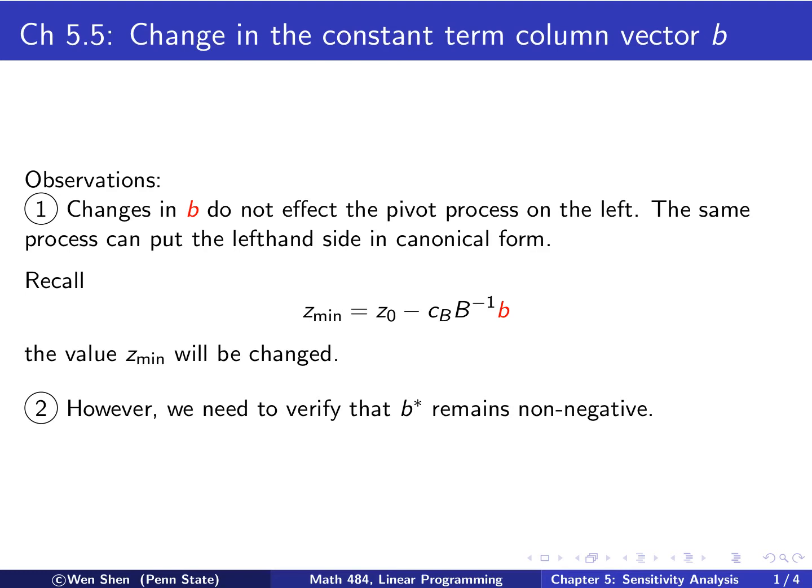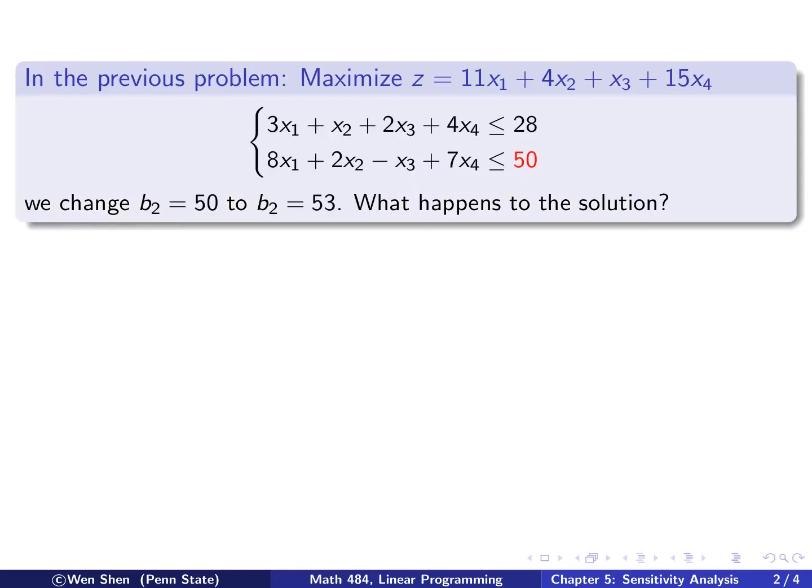And there is another thing we need to be careful about. After the pivoting, we still need to make sure that the solution is feasible. That is, the B star should remain non-negative. So with those 2 points, keep them in mind.